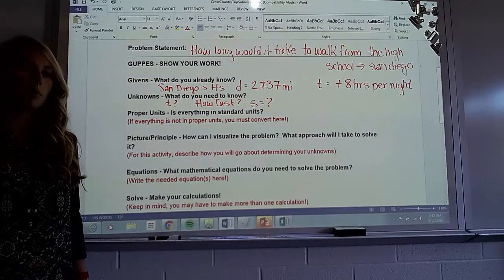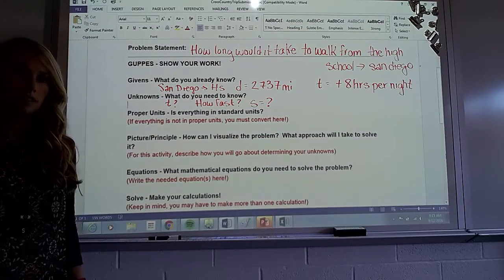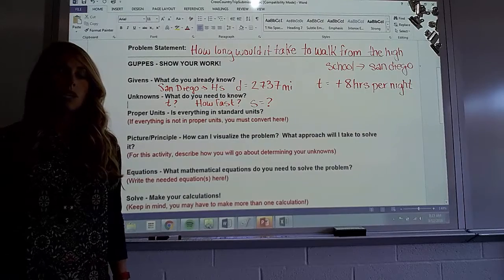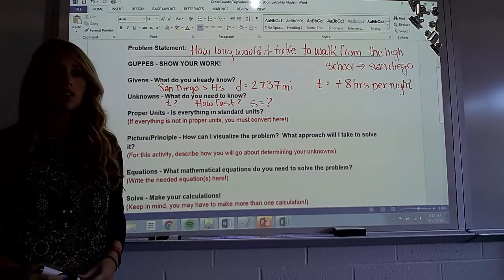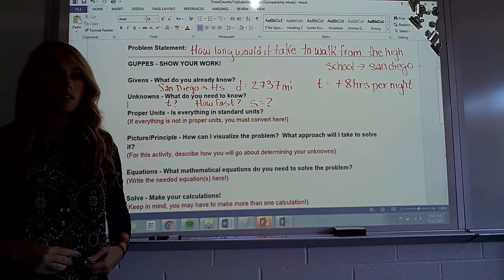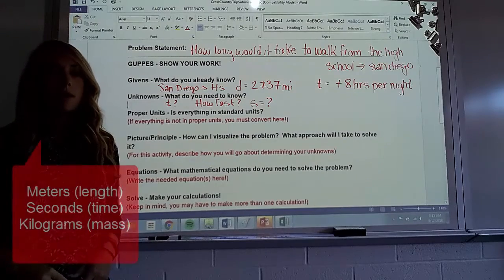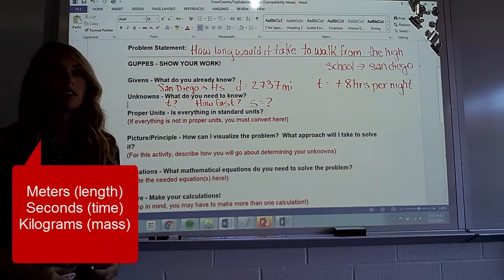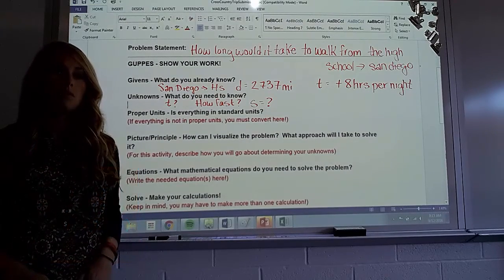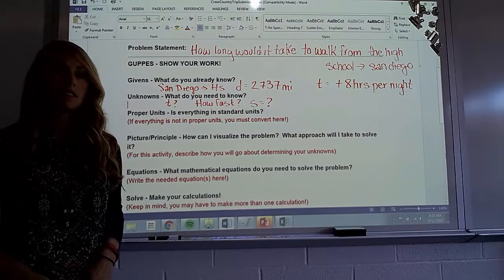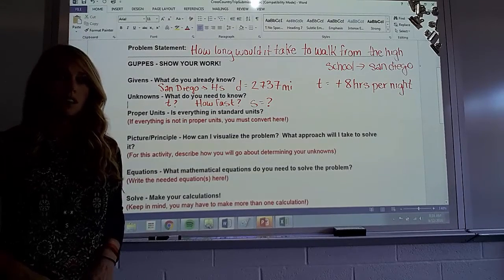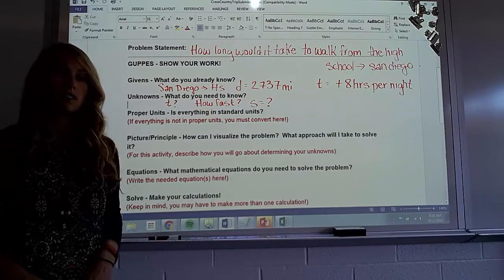The next part of GUESS is to check for proper units. In physics class, we use 3 standard units to derive all other measurements. They include meters for length, time is measured in seconds, and mass is always measured in kilograms. If you need more assistance with this, you can view the other PlayPosit videos that discuss the purpose of units, as well as how to convert from one unit to the next.